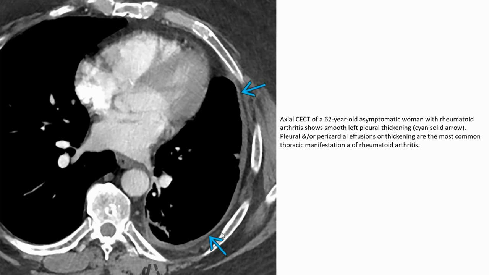Axial contrast-enhanced CT of a patient with rheumatoid arthritis shows smooth left pleural thickening, solid arrow indicating pleural thickening, the most common thoracic manifestation of rheumatoid arthritis.